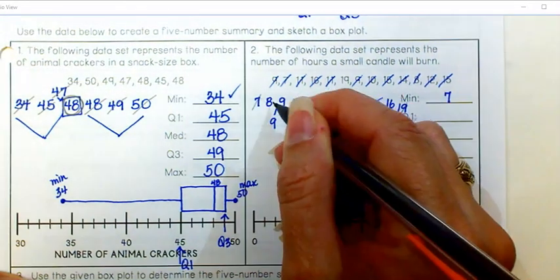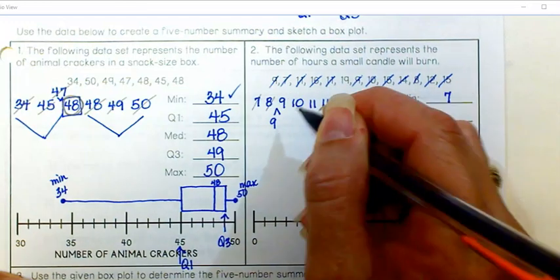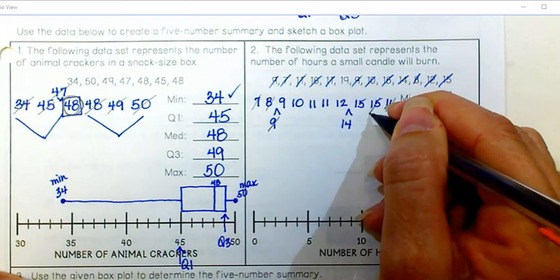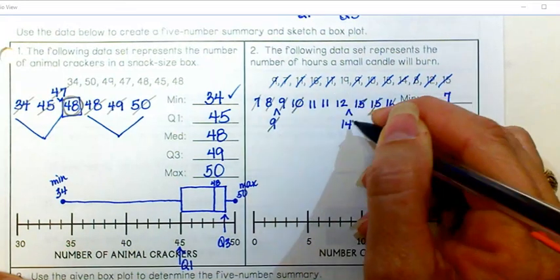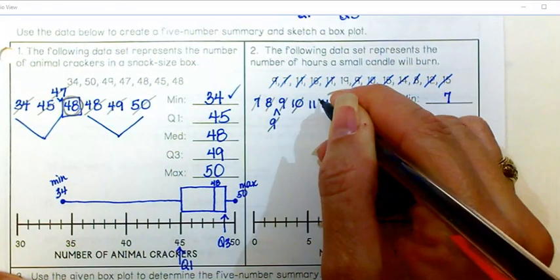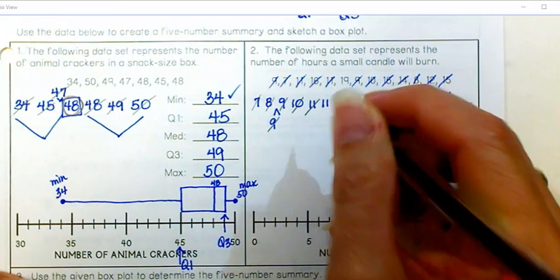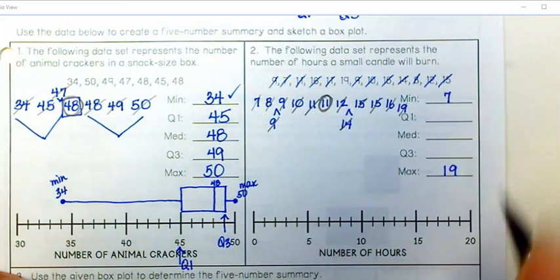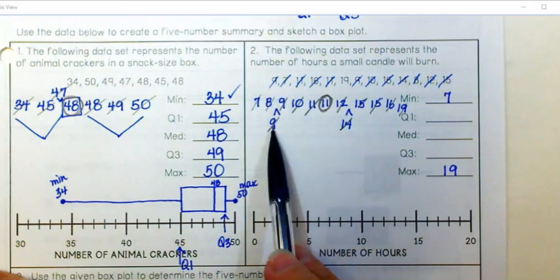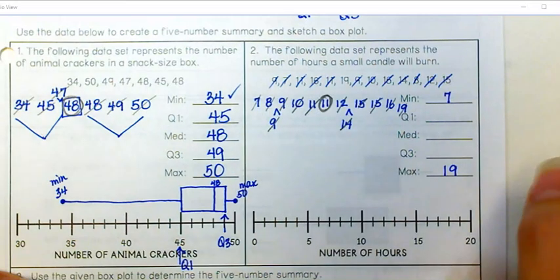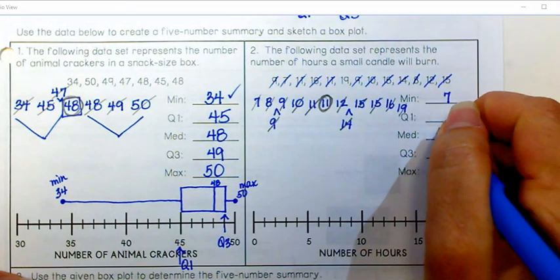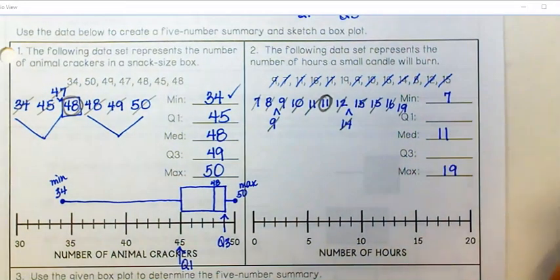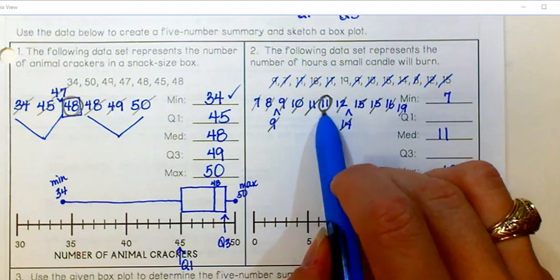I'm going to now find the median, which is the middle number in the whole list, by ticking off from the ends of the list. All right, it looks like my median is 11. Okay, so I'm not going to use this 11. That's the median of the whole list.